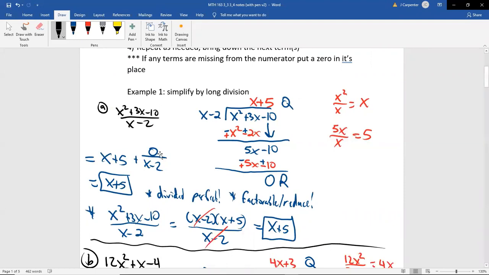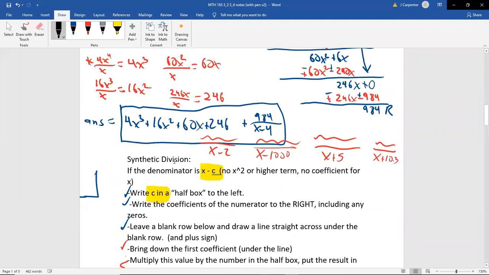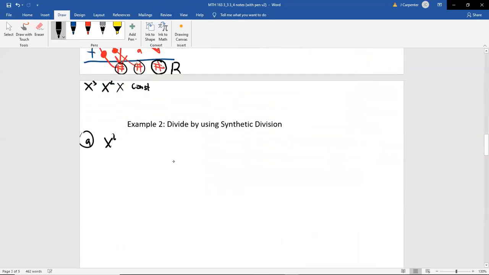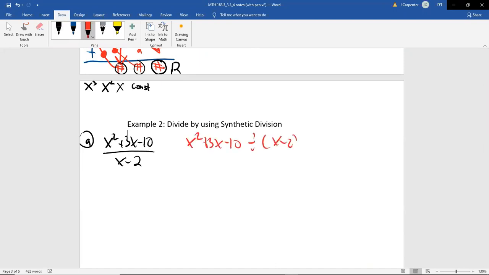So x squared plus 3x minus 10 over x minus 2. So that's our problem. And I could write this another way. I could have written this as x squared plus 3x minus 10, division symbol, then x minus 2 in parentheses. This is literally the same problem. So please understand that if they're written this way, it's the same as that way. So again, not going to use long division. I'm not going to put the x minus 2 on the left. I'm not going to do it that way.